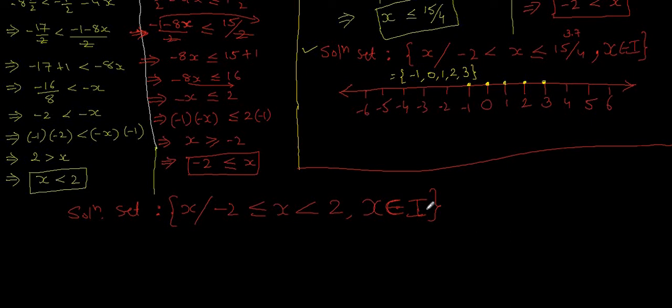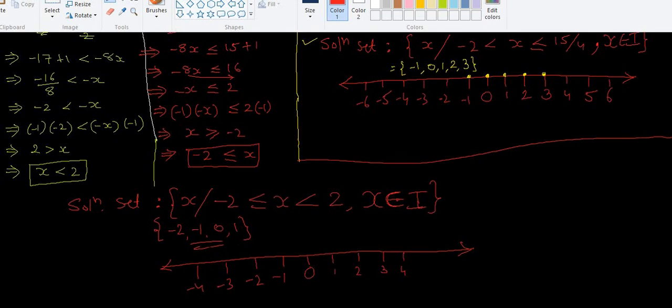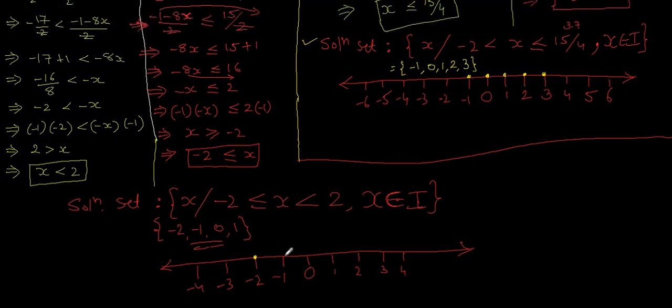Now let us work it out on a number line. So first of all, I will write down the numbers: minus 2, minus 1, 0 and 1. So these are the numbers. Now I have to represent it on a number line. So here 0, here 1, 2, 3, 4. Minus 2, minus 1, 0 and 1. So I will change the color. Minus 2, minus 1, 0 and 1.